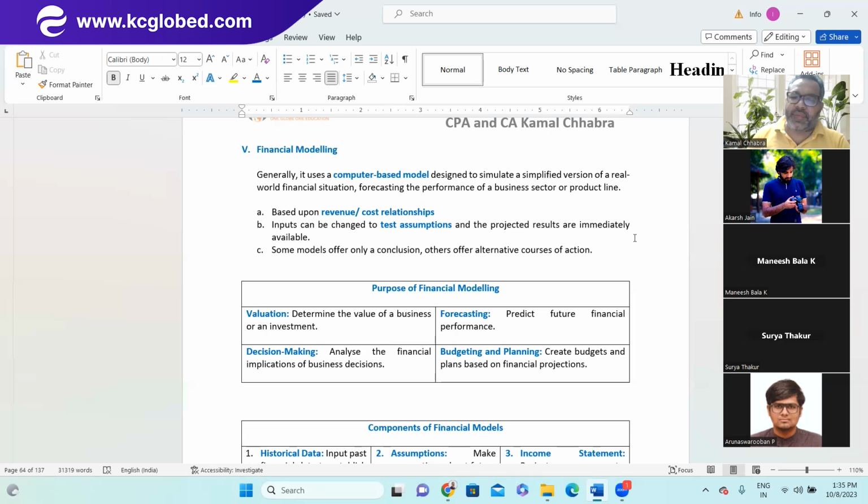So based upon revenue or cost relationship, input can be changed to test the assumption, and projected results are immediately available. For example, have you heard about sensitivity analysis for any reason? Have you heard what is sensitivity? Any idea? No, sir. What is sensitivity analysis?